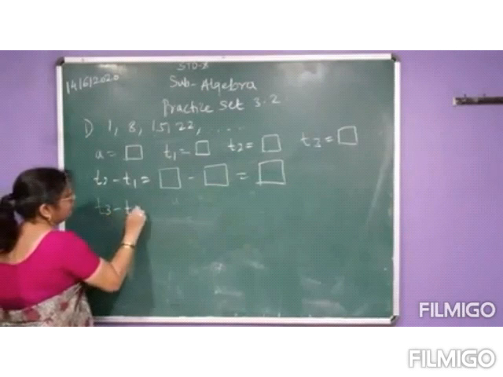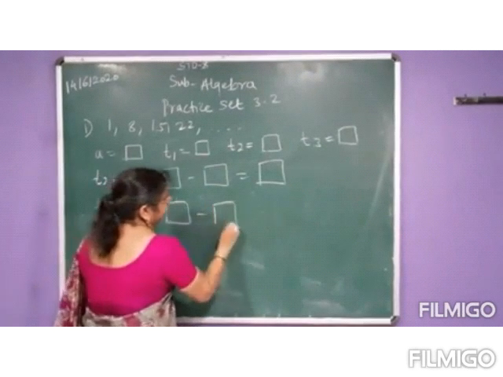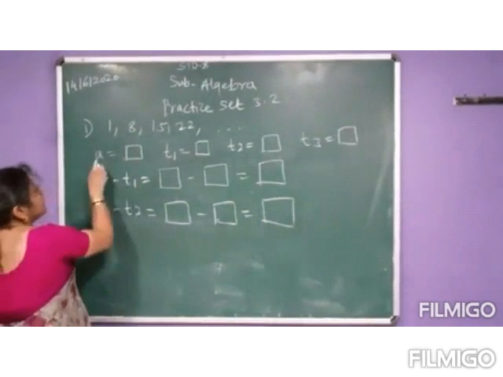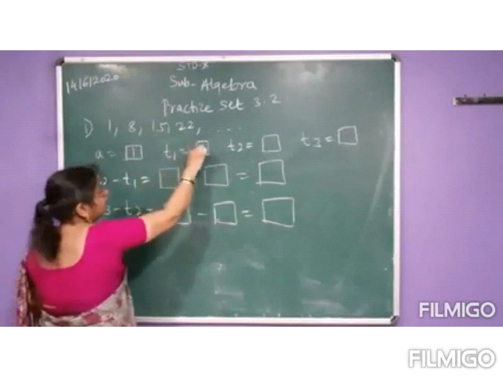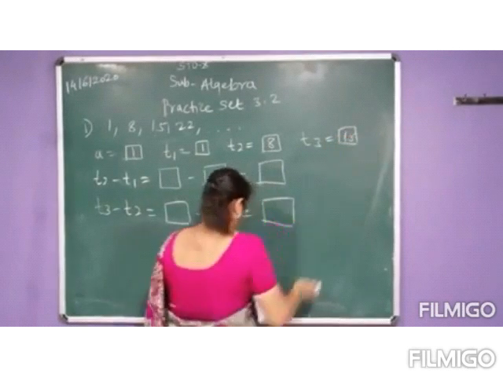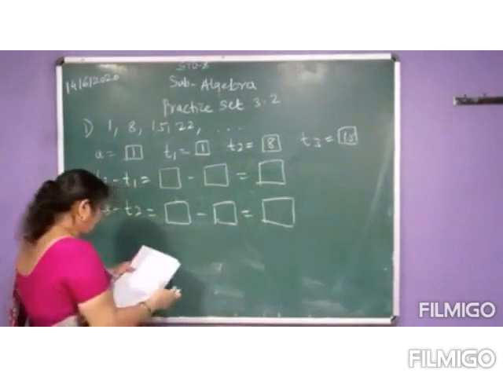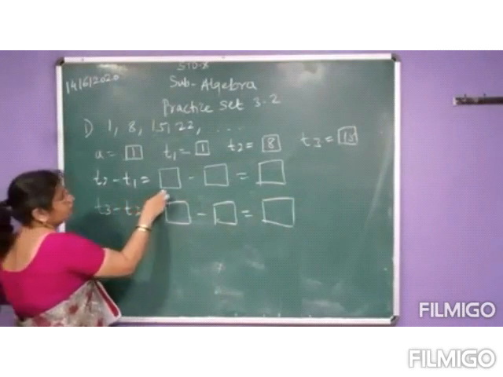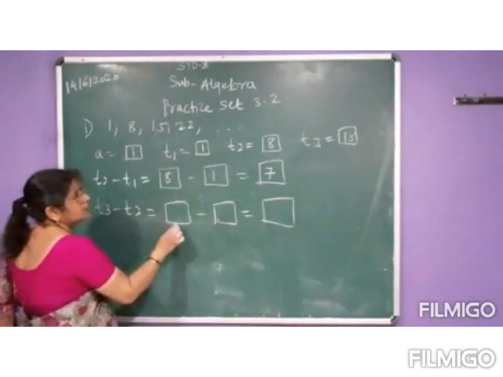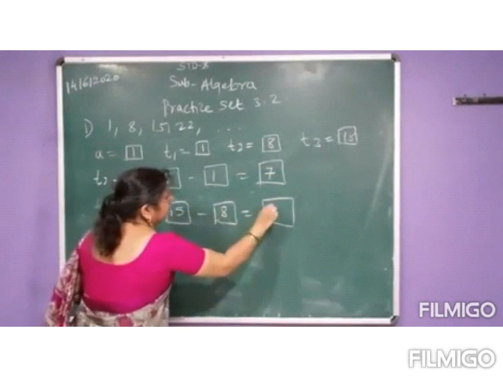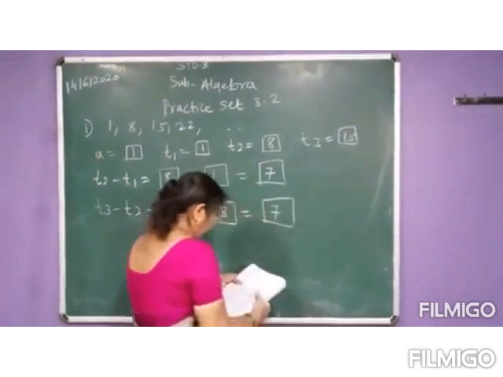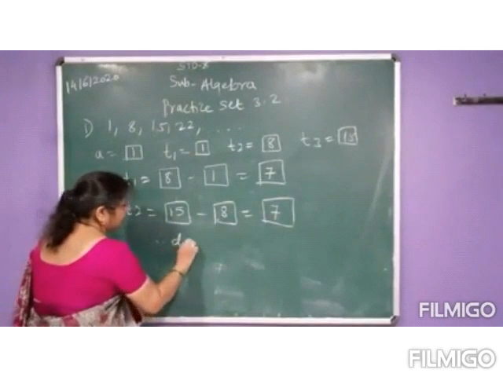Then T3 minus T2. So this is like an activity based question, correct? A is 1, T1 is 1, T2 is 8, T3 is 15, correct? And so on. Now T2 minus T1, that is 8 minus 1. What do we get here? 7. T3 is 15 minus 8, 7. So what you can write here as in the question, therefore D is again a box.